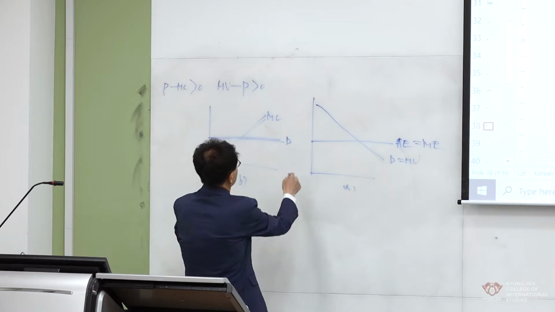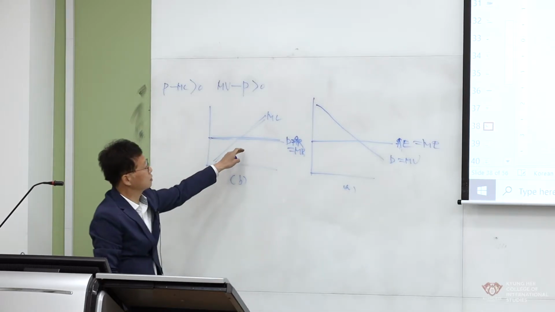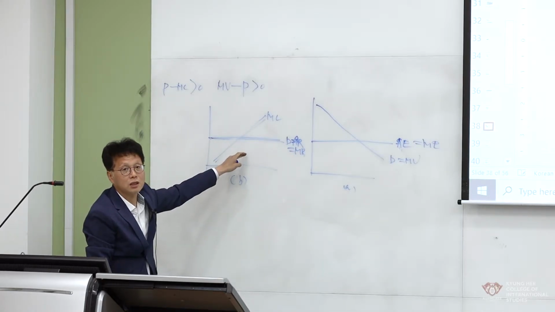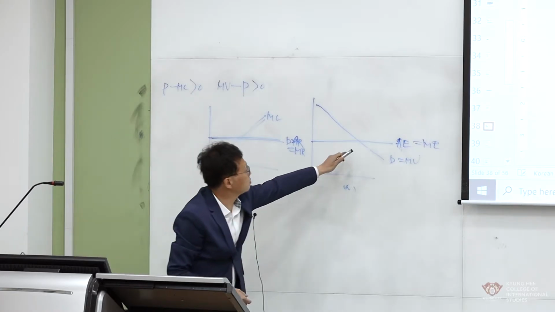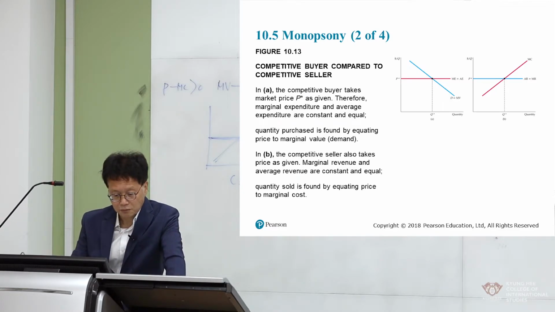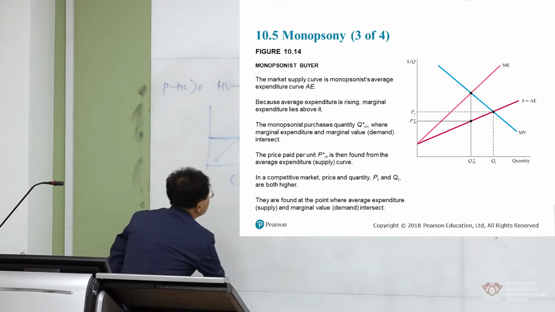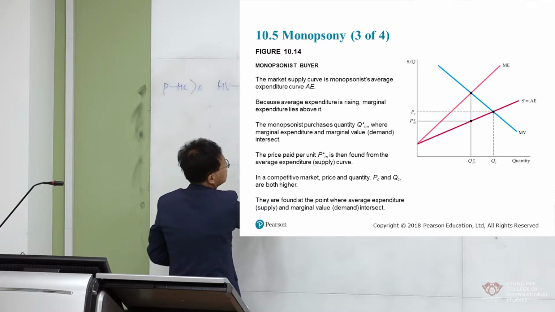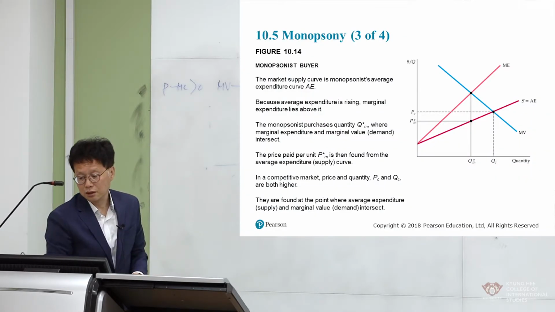Marginal revenue and average revenue are constant and equal, so average revenue is equal to marginal revenue. We already studied this in the competitive seller case. The competitive buyer case is like this. And figure 10.4, the monopsonist buyer. So this is the competitive buyer's case.